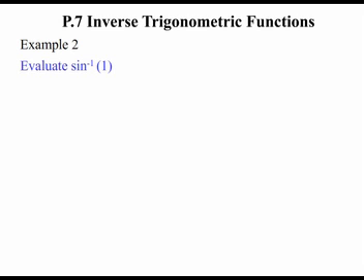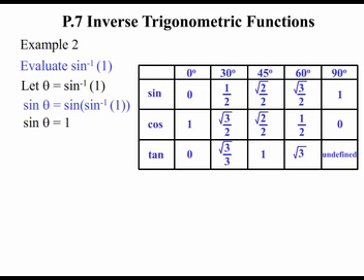Okay, example 2, evaluate sine inverse of 1. Well, again, let's just let theta equal sine inverse of 1. We can take the sine of both sides, and you're going to end up with sine theta is equal to 1. If you look at this chart of values, sine theta is equal to 1 at 90 degrees, or pi over 2. So theta is equal to pi over 2. So when we're doing questions like this, do we need to write sine of both sides? No, you can skip a step, which we'll start doing in example 3.